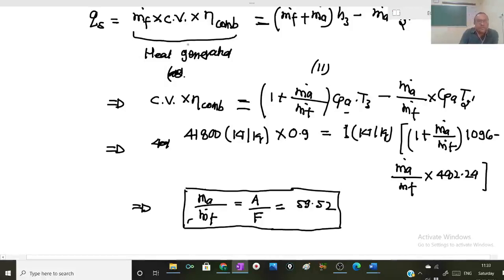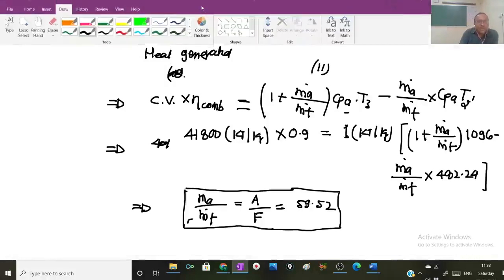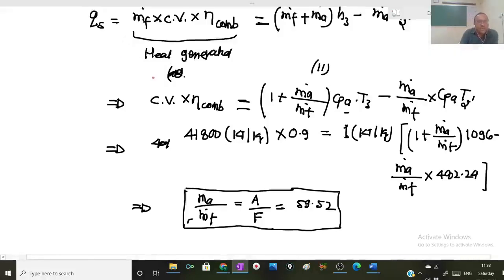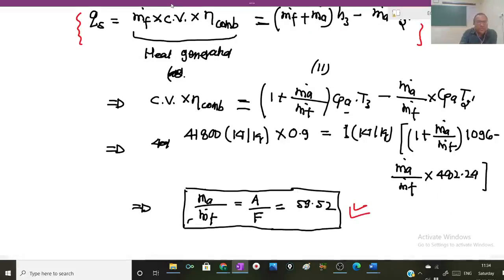So this equation will be required many times while considering heat addition. And from this equation, generally what do I get? I get the air fuel ratio or some unknown temperature like T3. It depends on the problem; it varies from problem to problem. So I got this value of the air fuel ratio. Okay.